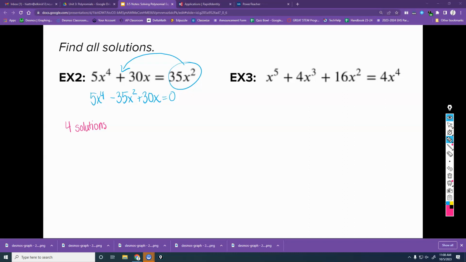Has somebody got number 2 already? -3, 0, 1, and 2. There's supposed to be 4 solutions. Those are 4 solutions. What would the multiplicity on all those be? Just 1, right? Okay, try the second one.